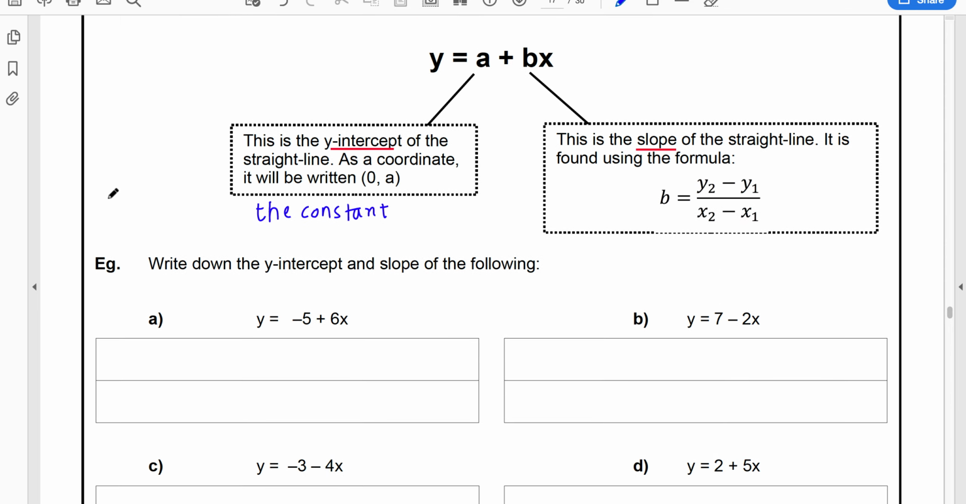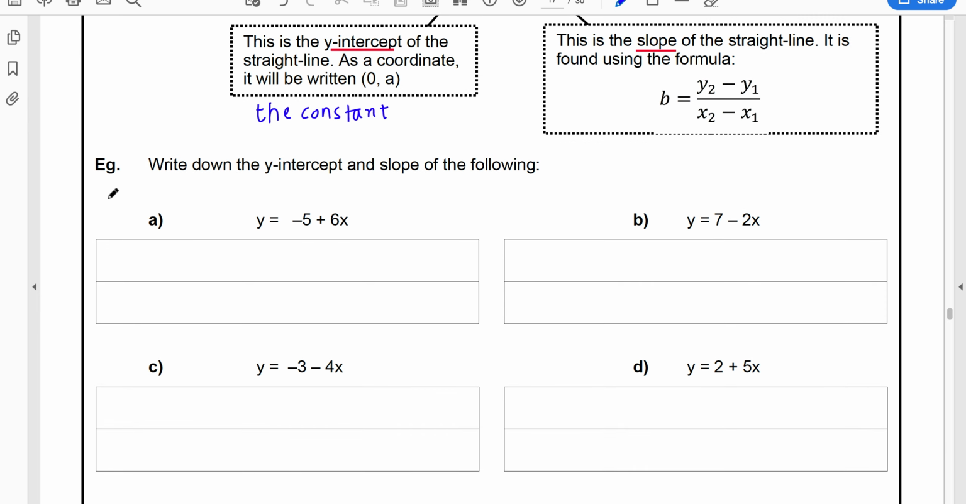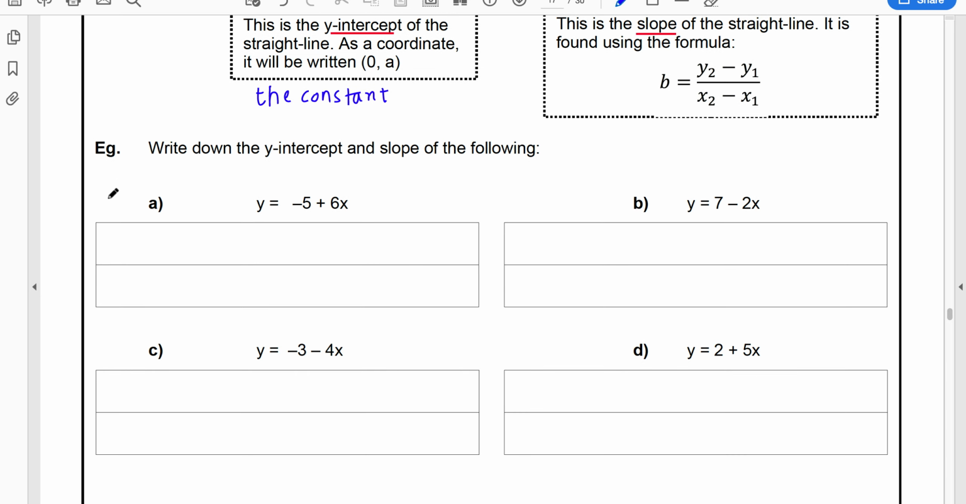Here we have a simple warm-up question. Write down the y-intercept and the slope of the following. You'll notice that with each of these, we've got either positives or negatives, so make sure you never leave out one of those signs. I'm just going to write A and B because that's our y-intercept and then our slope. But keep in mind that you can also write your y-intercept as a coordinate. Sometimes you're asked to do that.